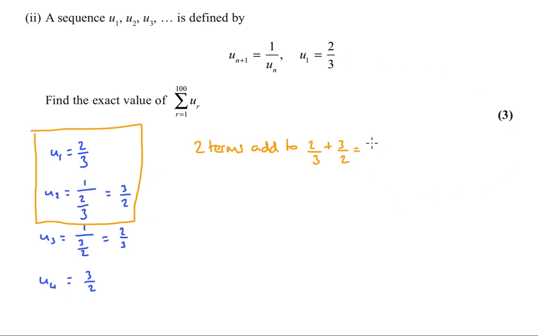13 over 6. So if we're adding 100 terms, we're going to have 50 pairs of 13 over 6. So that's all we need to do. That's why it's only a 3-mark question. Just need to times 50 by 13 over 6, which is 325 over 3.